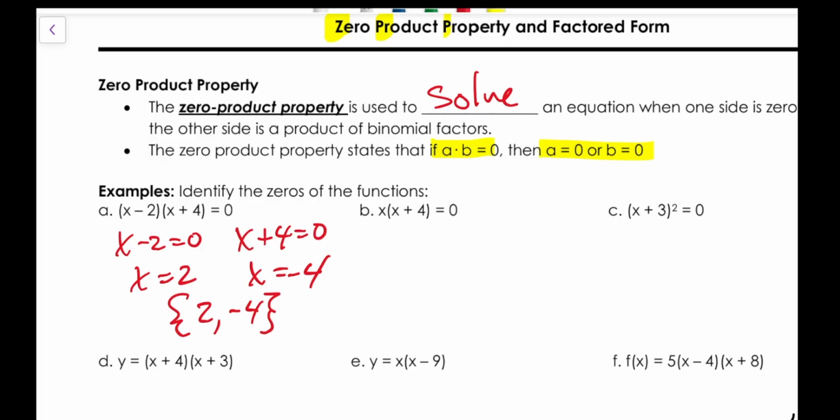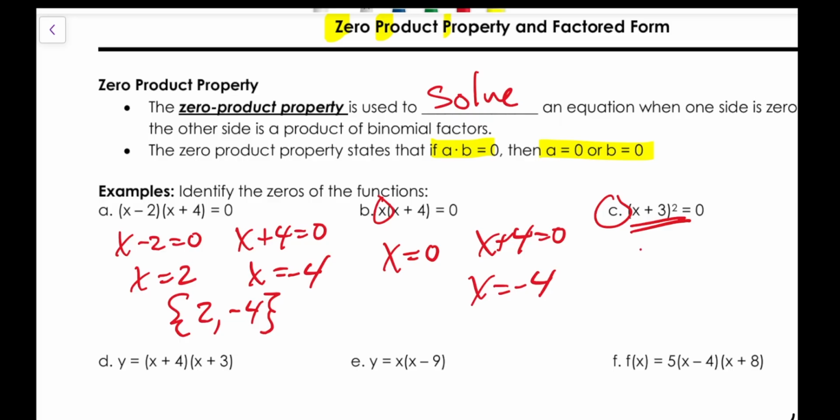Now if it's just x, well then you just get x is 0. And then x plus 4 is 0, and x is -4. C is just a repeated root, a repeated 0. It's -3 twice, but we just write -3. If there's a number out in front, it has no effect on the 0.